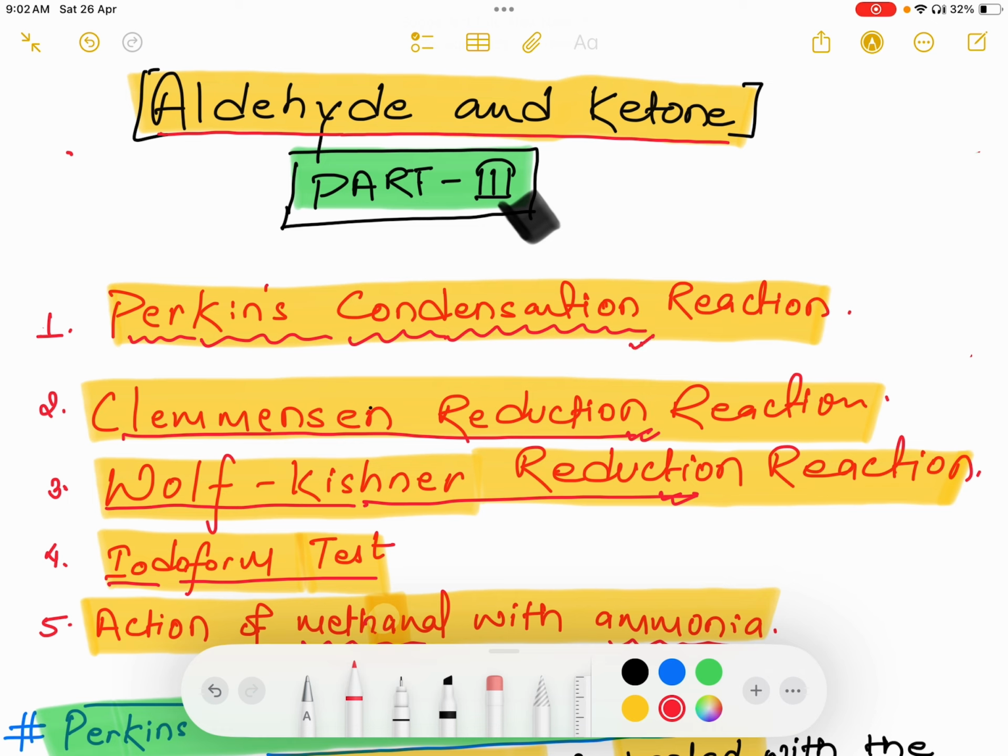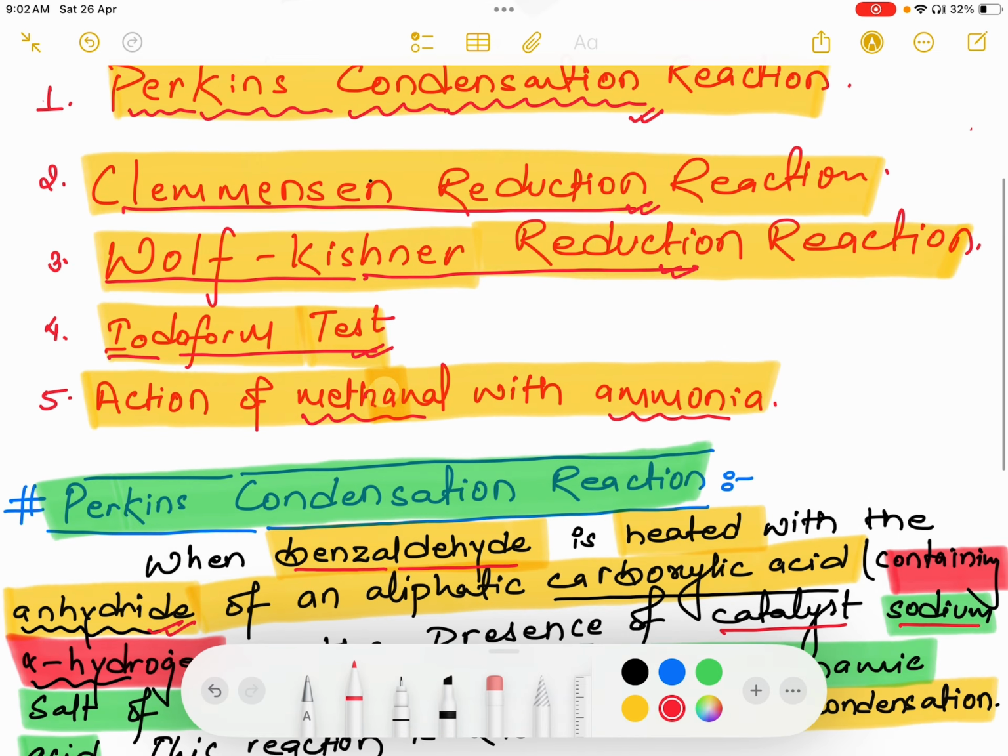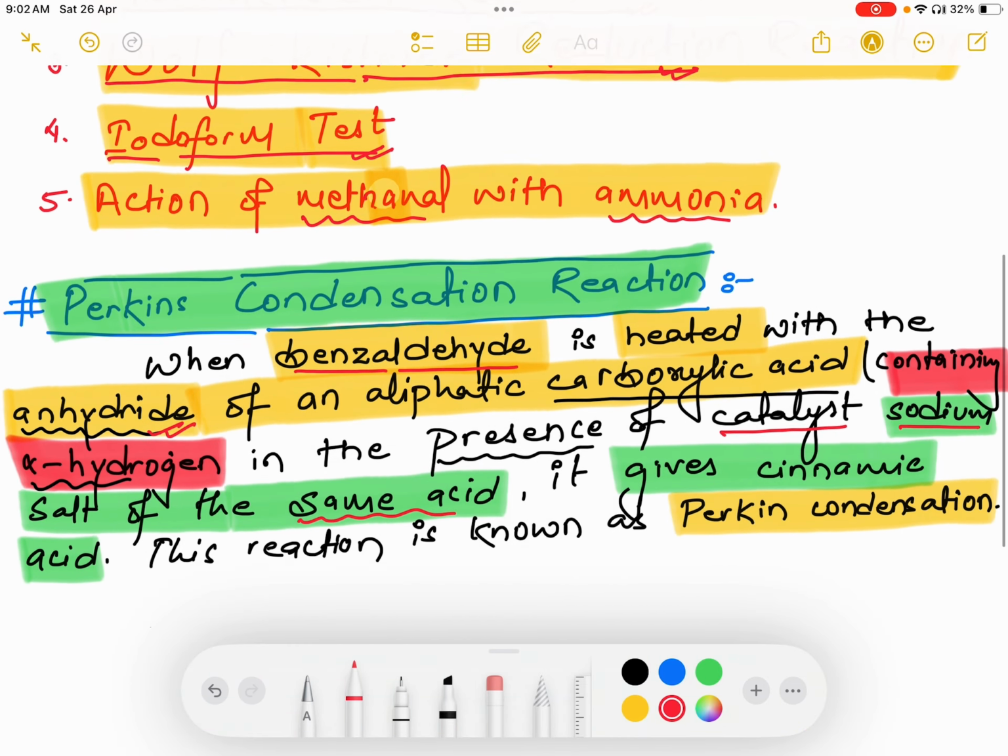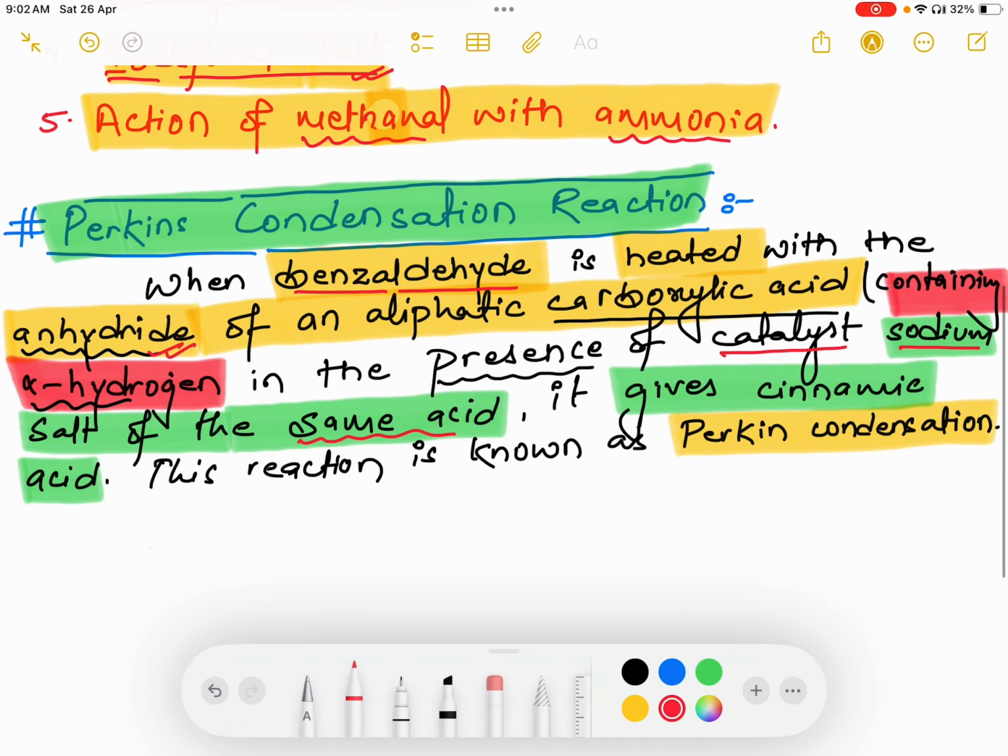Perkin condensation reaction, you can find it in your book. Next, you have Clemmensen reduction and Wolff-Kishner reduction. These are very easy. You just need to remember the reagent and understand which exactly reaction it is. Iodoform test, I have already explained this in alcohol, but I'll be clearing the confusion in this as well. Next, I have the action of methanal with ammonia. These are some of the very important reactions I find.